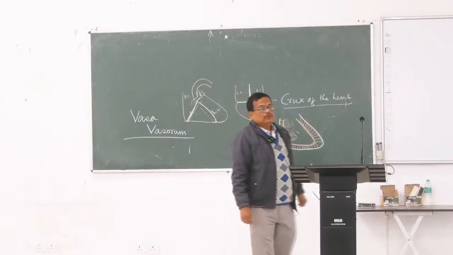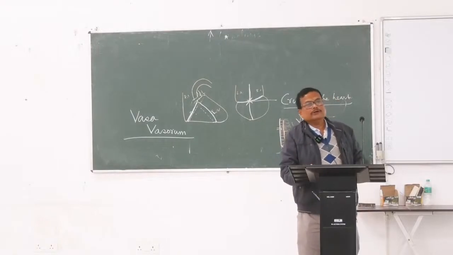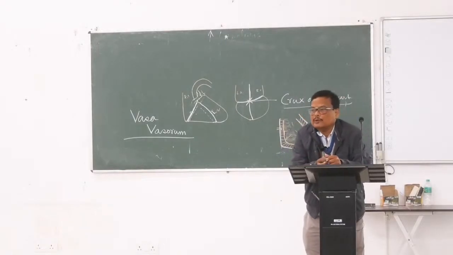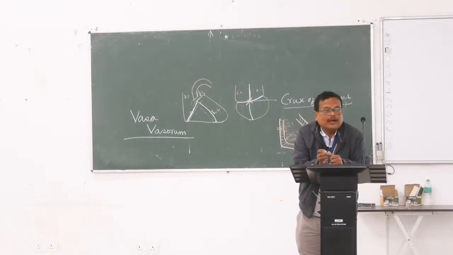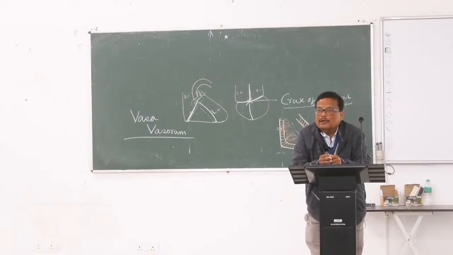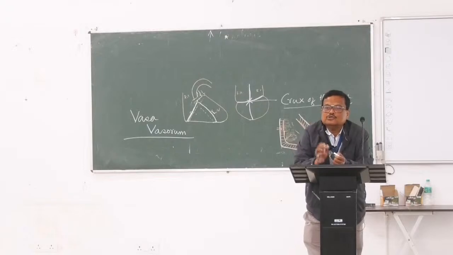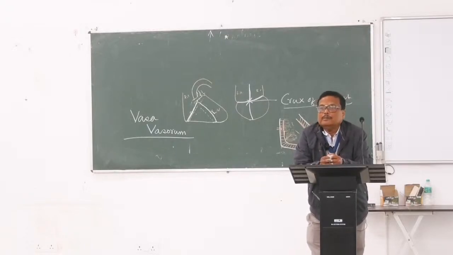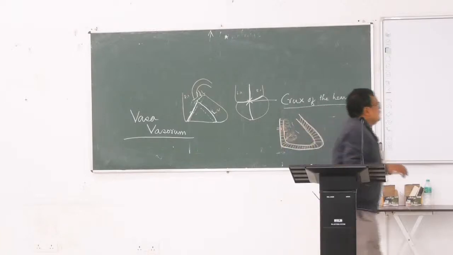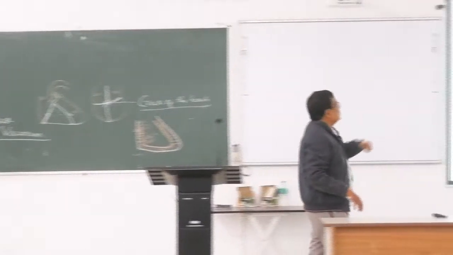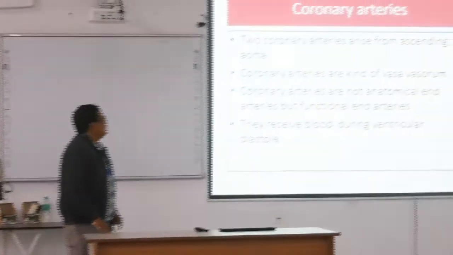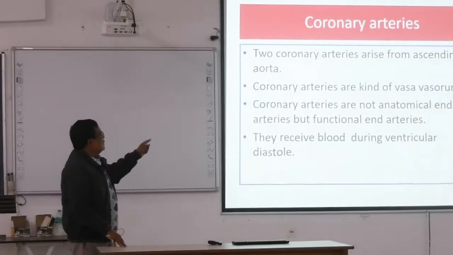The arteries which supply the veins or arteries, we call the vasa vasorum. So coronary arteries, we can call, are the vasa vasorum of the heart. They are derived from the artery and supply the heart. So we can call the coronary arteries nothing but the vasa vasorum of the heart.